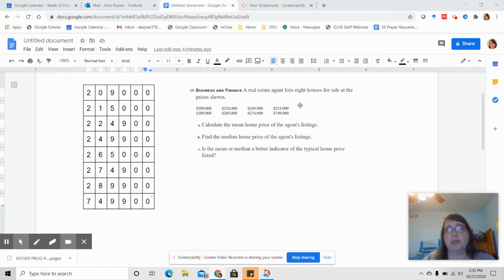The mode is the one that occurs most often, like a la mode. I'd like it with ice cream most often. And there isn't one that occurs most often. But let's talk about the mean and the median.